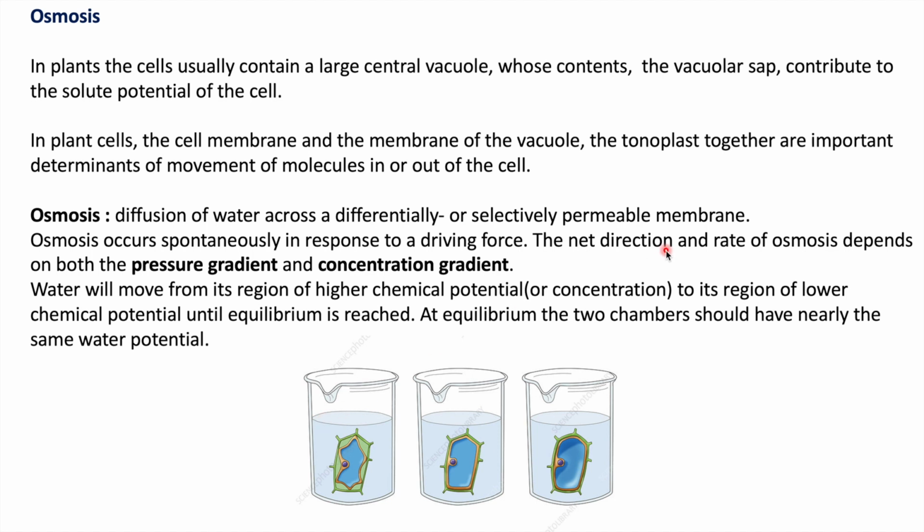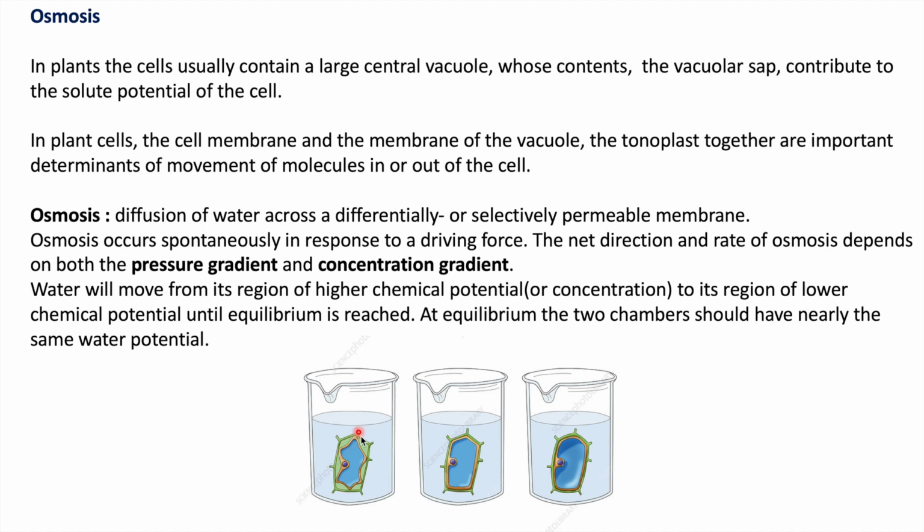The net direction of osmosis depends upon the pressure gradient and concentration gradient. So water moves from its higher water potential to lower water potential, or you can say water moves from its higher concentration to lower concentration. The movement of water molecules continues until equilibrium is reached.